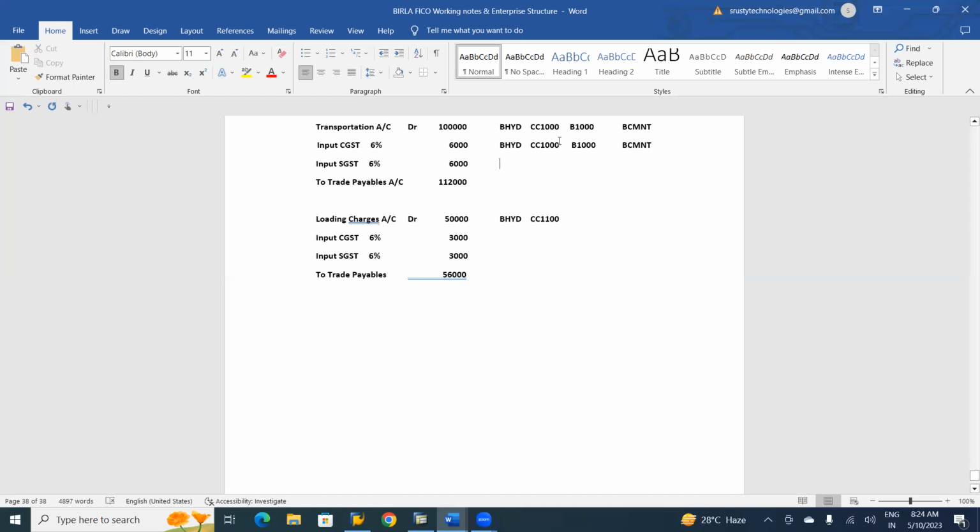Okay, the cost center will be on the debit line. See, input GST, input SGST is not a cost. So that's the reason it will update only the expenditure account. The cost center will be updated. That we will discuss in the CO module. Okay.